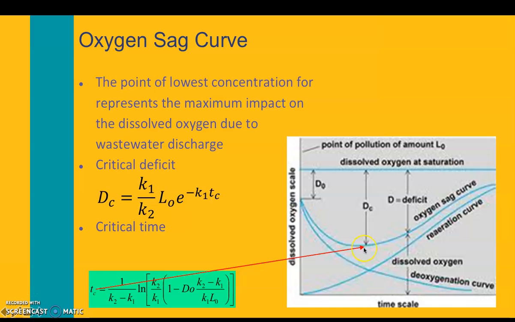So TC is calculated using this formula: K1 over K2 times L0 times exponential negative K1 TC. This is actually the equation that you have learned from chapter 2, in the previous lecture note. While critical time TC is given by this equation, in your textbook it will be equation 3.23. So you can see in the graph here.